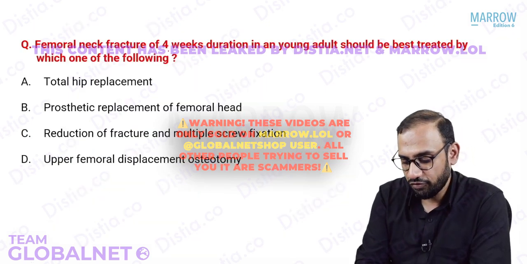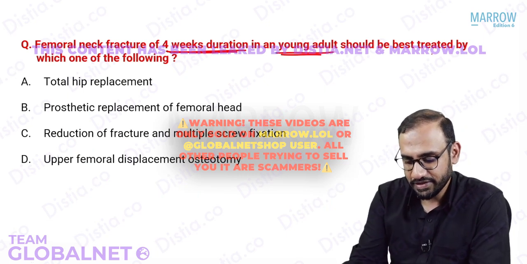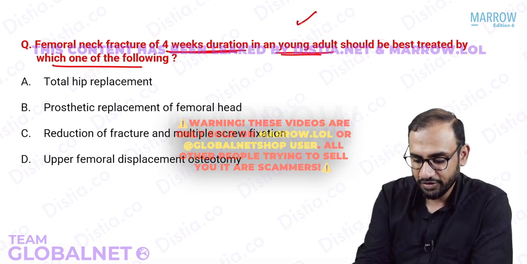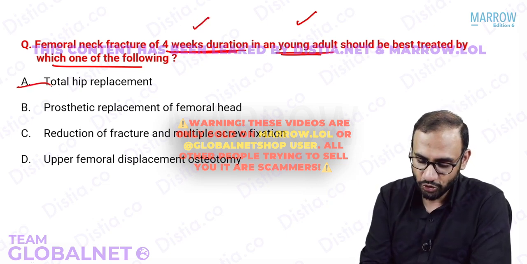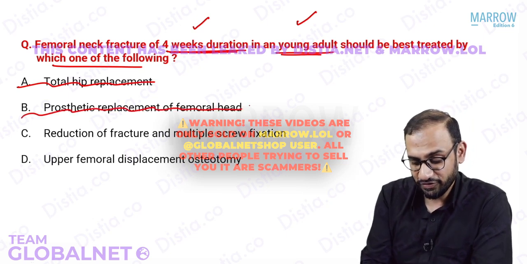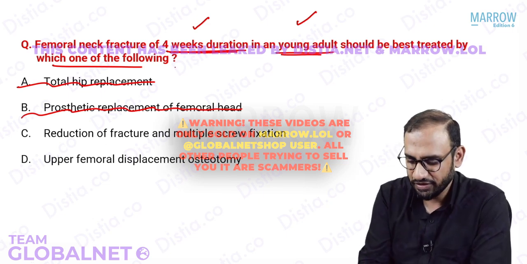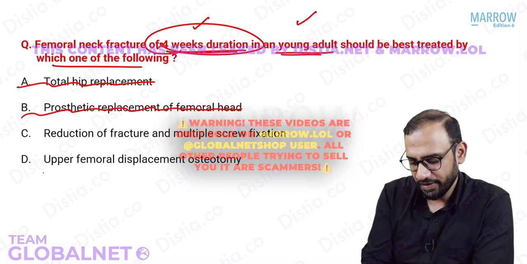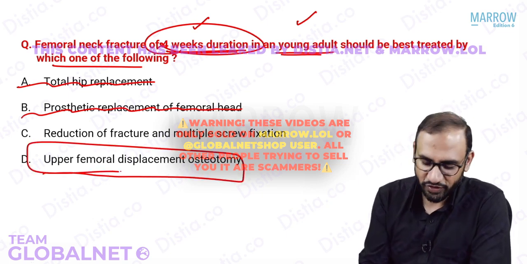Femoral neck fracture of 4 weeks duration in a young adult should be best treated by which one of the following? So young patient, 4 weeks old. Total hip replacement, no. Young patient, no total hip replacement. Prosthetic replacement of femoral head, no replacement. There is no need for replacement. Reduction of the fracture and multiple screw fixation, yes, but he's already 4 weeks old. Upper femoral displacement osteotomy, yes. Powell's or McMurray's osteotomy is the thing that you will offer there. Fix the fracture and do the osteotomy. That is the best in the options.